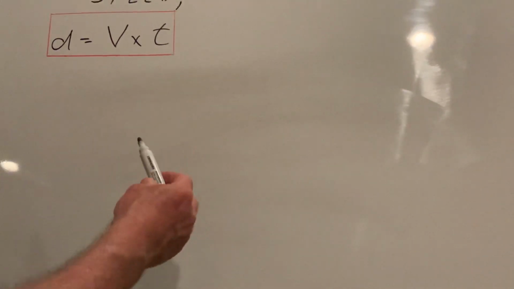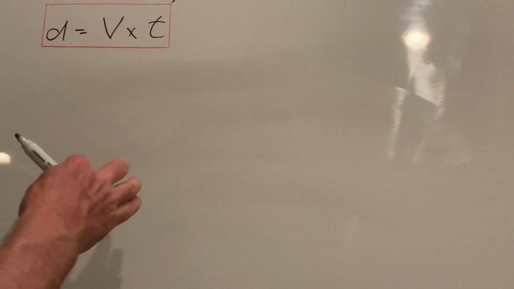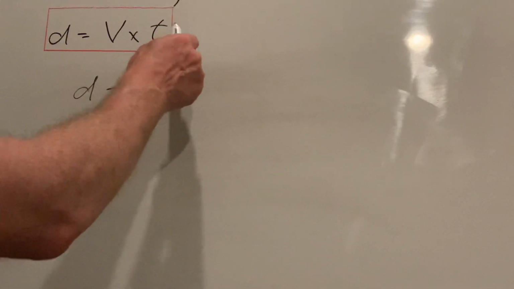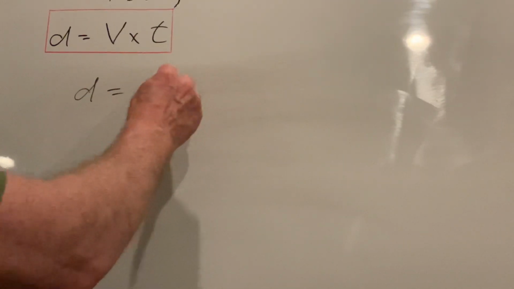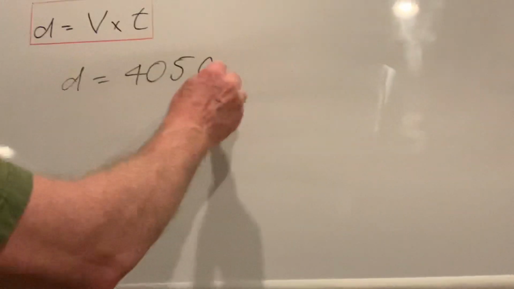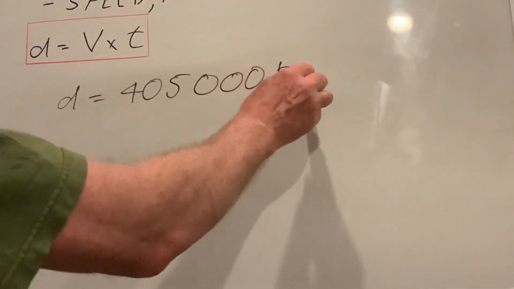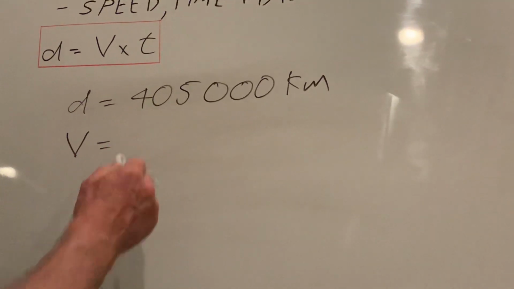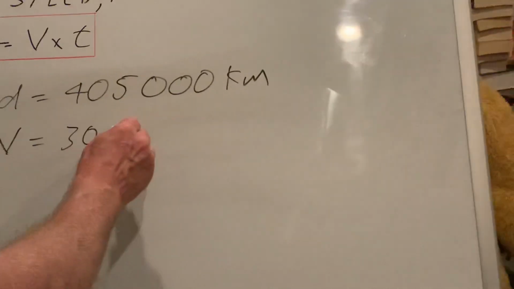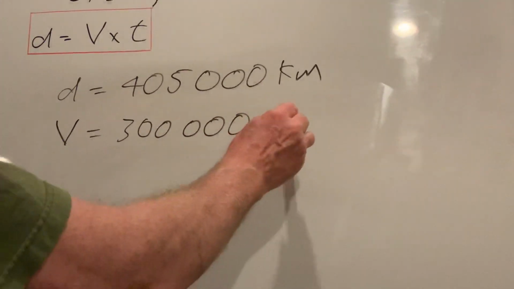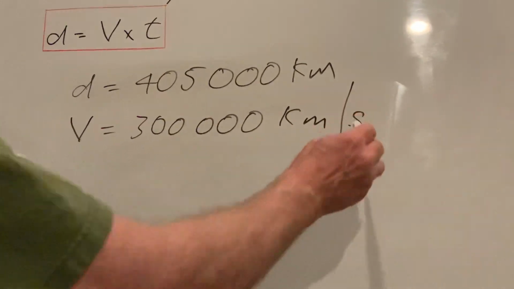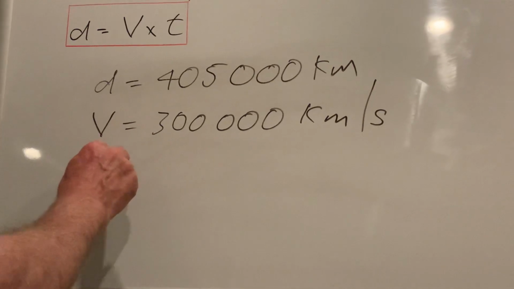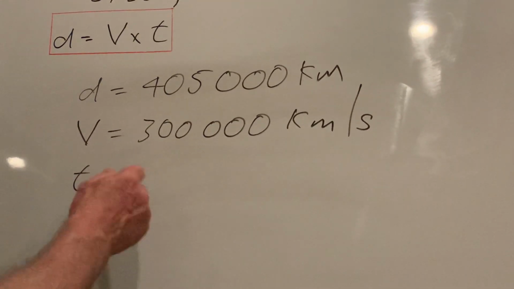If I shone a torch at the moon, how long would it take the light to get to the moon? Well, the distance, so we're after time. How long would it take? The distance to the moon at the moment is about 405,000 kilometres. Interesting, eh? And the velocity of light is 300,000 kilometres per second. Pretty jolly fast, the old light. So, how long does it take my torchlight to get to the moon?